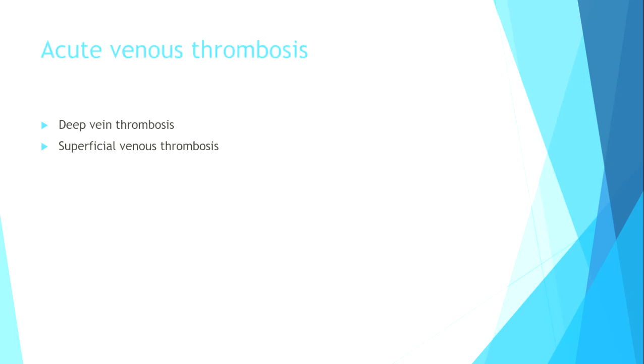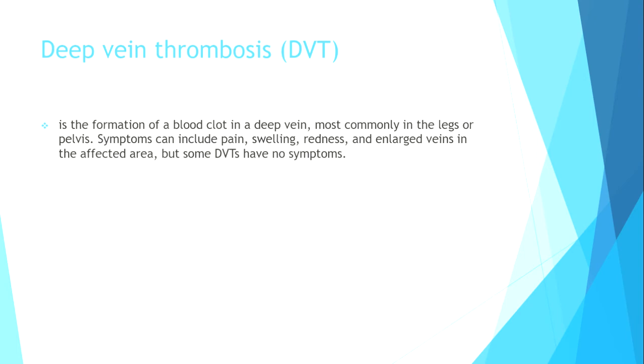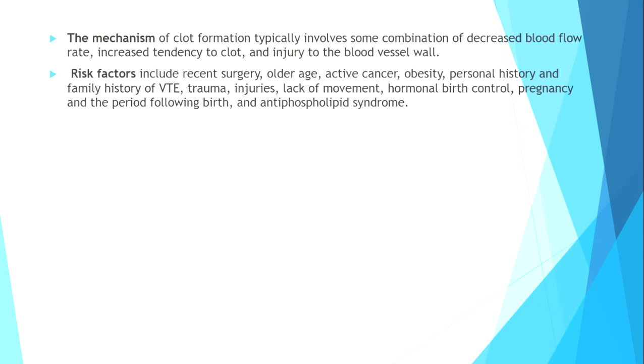Acute venous thrombosis is divided into deep venous thrombosis and superficial venous thrombosis. Deep venous thrombosis is the formation of a blood clot in a deep vein, most commonly in the legs or pelvis. Symptoms can include pain, swelling, redness, and enlarged veins in the affected area, but some deep venous thrombosis have no signs. The mechanism of clot formation typically involves some combination of decreased blood flow rate, increased tendency to clot, and injury to the blood vessel wall.